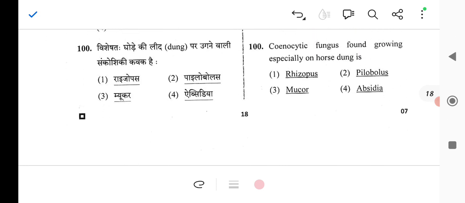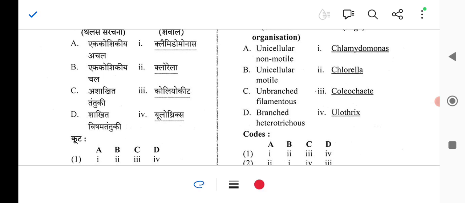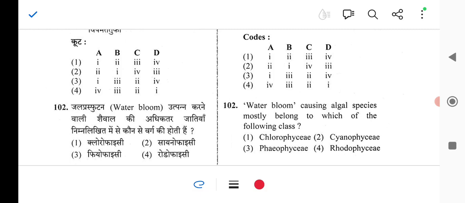Next is the cenocytic fungus found growing especially on horse dung. On horse dung it is Pilobolus which grows. Next, again you match. This is a very important, common question for the examiner. Unicellular non-motile is Chlorella. Unicellular motile is Chlamydomonas. Unbranched filamentous is Ulothrix. Branched heterotrichous is Fritschiella. So the answer here is B.